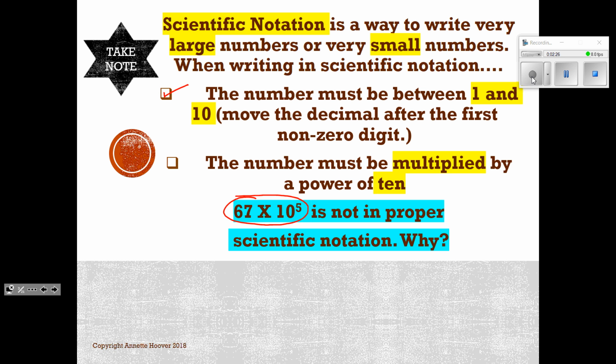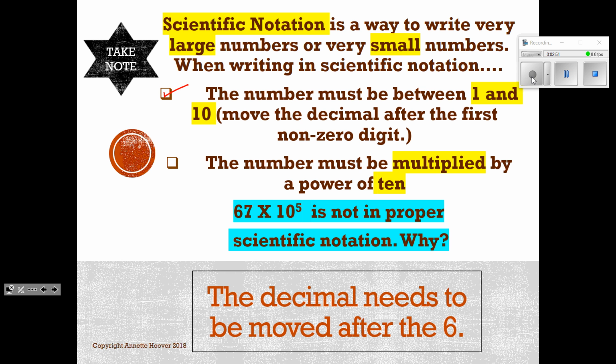So in order to write that in scientific notation, right now with the number 67, the decimal is at the end. We have to move the decimal so that it would be 6 and 7/10. 6 and 7/10 is a number between 1 and 10. We would have to add one more to our exponent. We'll look at that in a minute. But always make sure the decimal is after the first non-zero digit.